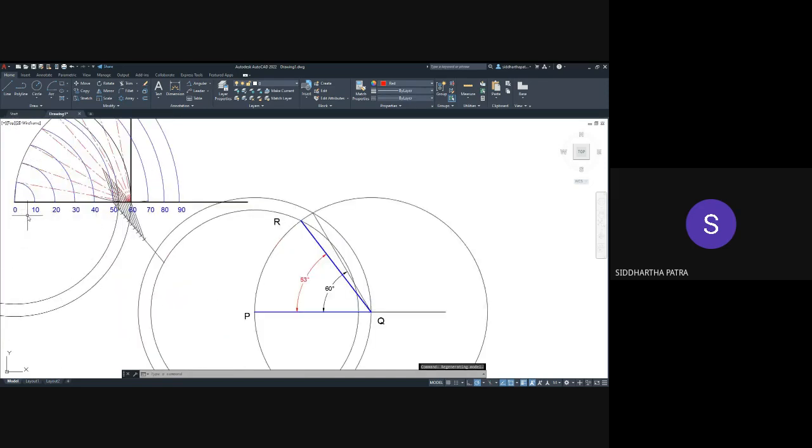But do you understand the concept of scale of chords? Do all of you understand the concept of scale of chords? Yes, sir. Okay, can you please repeat the process you did from the beginning? Yes, from the beginning. So I drew an angle of 90 degrees.